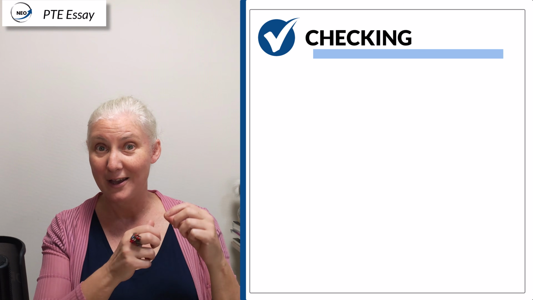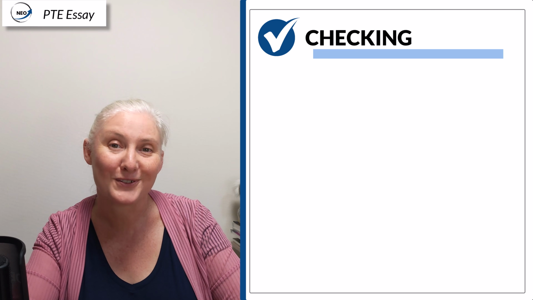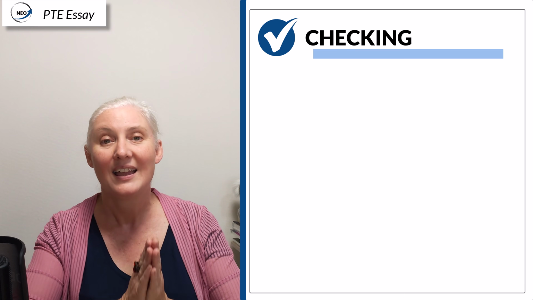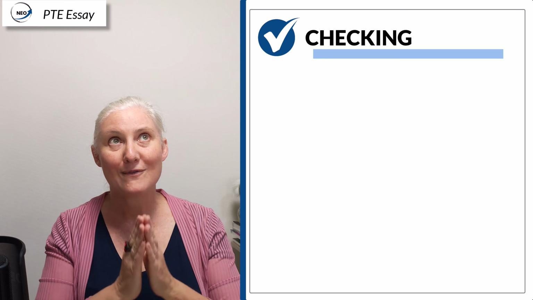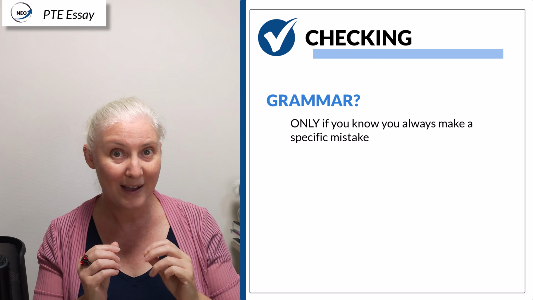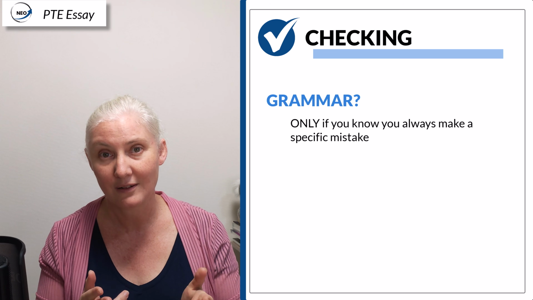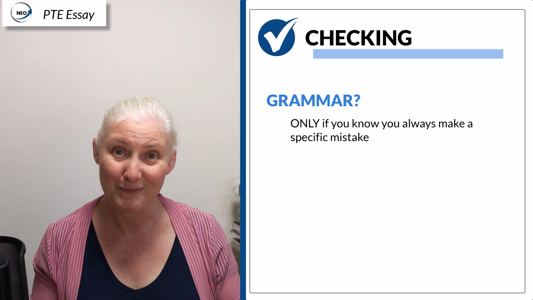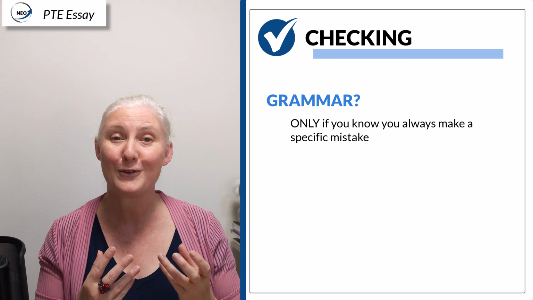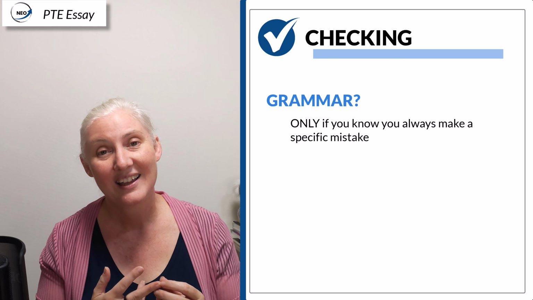So remember we said there were 3 minutes for planning, 12 minutes for writing, and then 5 minutes for checking. What are you going to check in those 5 minutes? If you have specific grammar problems that you know you have and you know you can fix with time, great, do it. But most people don't. Most people, if you know the grammar, then you don't make the mistake in the first place, right?